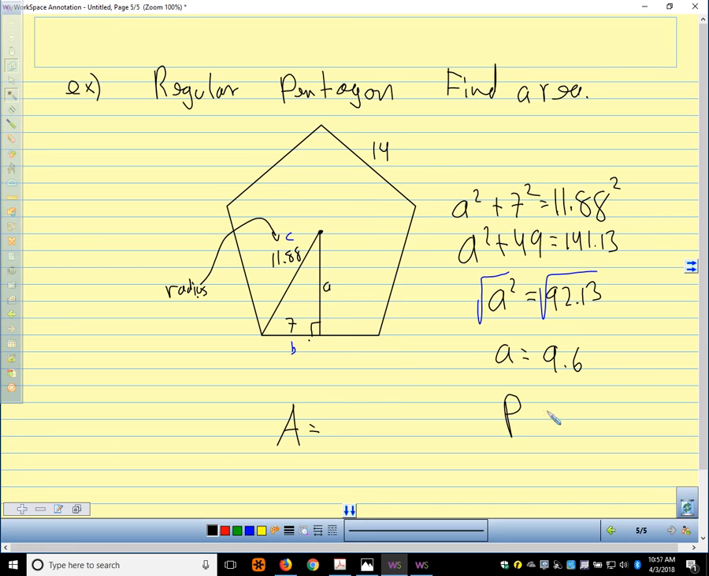We need the perimeter. Perimeter is 14 times 5, which is 70. So we have 9.6 times 70 divided by 2. I plug that in my calculator, and I get 336 square units for my area. So if you have a radius, you end up having to use the Pythagorean theorem to find your apothem. All right, questions there?